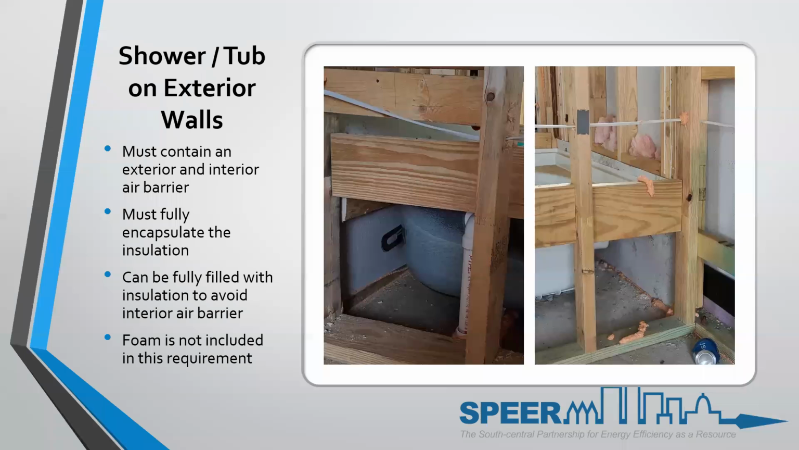The exemption is not in the book, but I usually told a lot of the builders, if you've already dropped the tub and that air barrier doesn't exist, then fully fill it with insulation. If you fully fill it with insulation, then the tub is the air barrier. And you don't have to put another air barrier, but trying to put insulation in that wall and then put an air barrier over the top of it becomes very difficult after the tub's been installed.